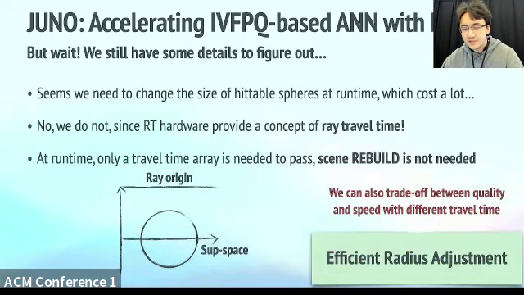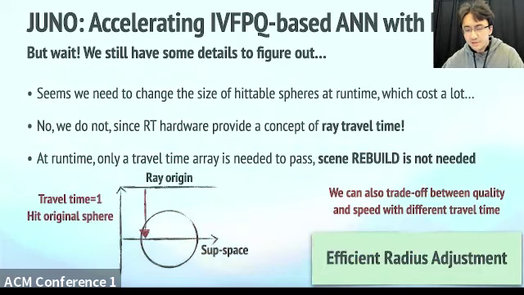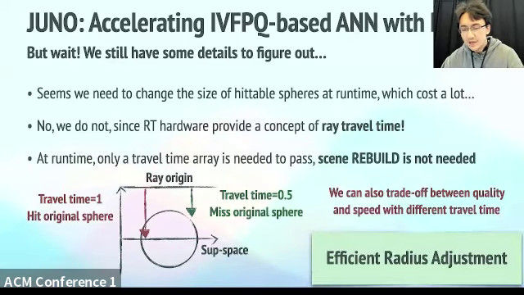The second question, after determining the proper radius, is how to apply them efficiently. Directly changing the size of hitable spheres will trigger scene reconstruction, which costs a lot. While ray tracing provides a concept of ray travel time, see the following example. Originally, the travel time is set to be 1, which means the ray will travel at most 1 unit of time, and the ray will hit all areas of the sphere. While with half of the travel time, the ray will no longer hit the sphere from the same distance to the sphere center. Only when the ray is getting close to the center can it hit the sphere again. Thus, we can control the hitting area. In other words, we control the radius with efficiency.